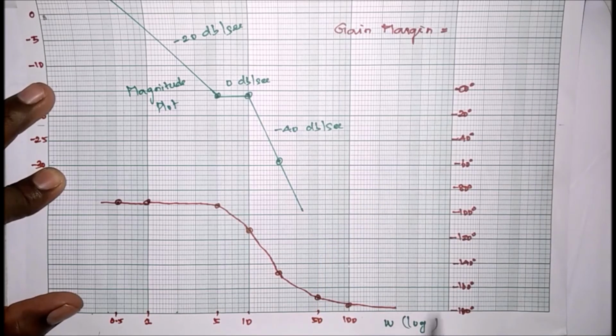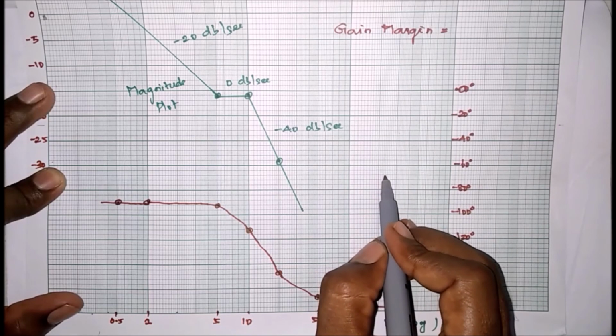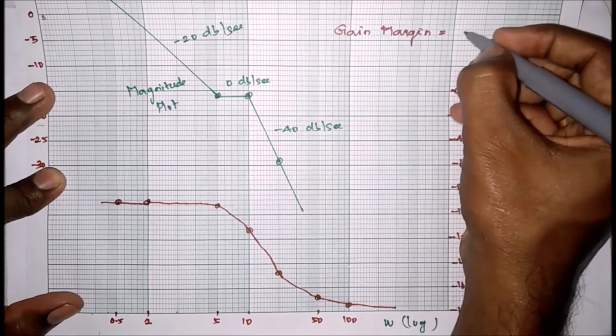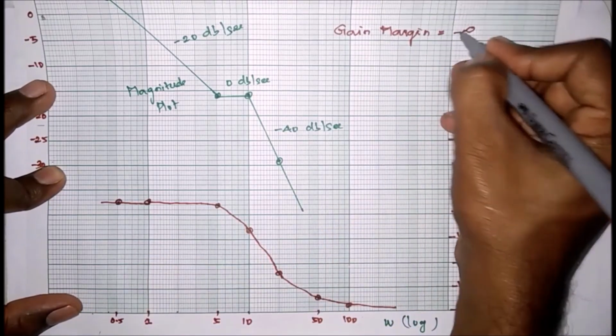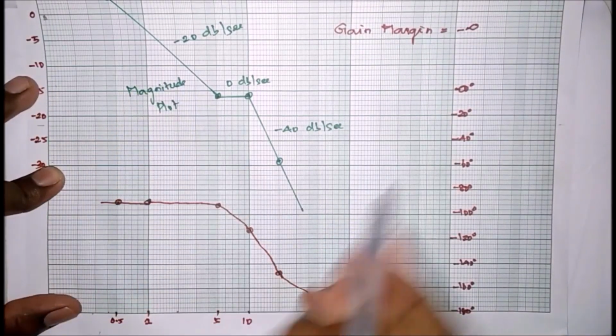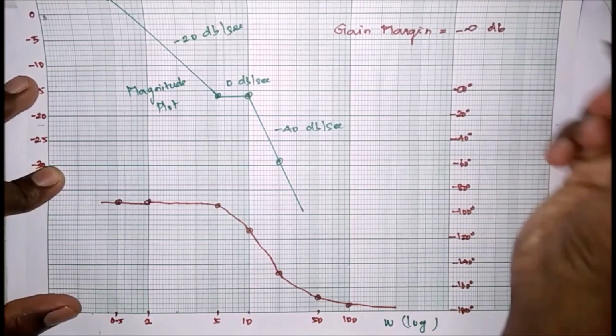We see actually this phase plot is not cutting the minus 180 degree. So from this plot we can easily say this phase plot will cut the minus 180 degree at omega equal to infinity. So omega equal to infinity is nothing but the phase crossover frequency. The corresponding magnitude plot value is also infinity. Therefore gain margin equal to minus infinity. So here it is going through minus, therefore we can say minus infinity decibel.